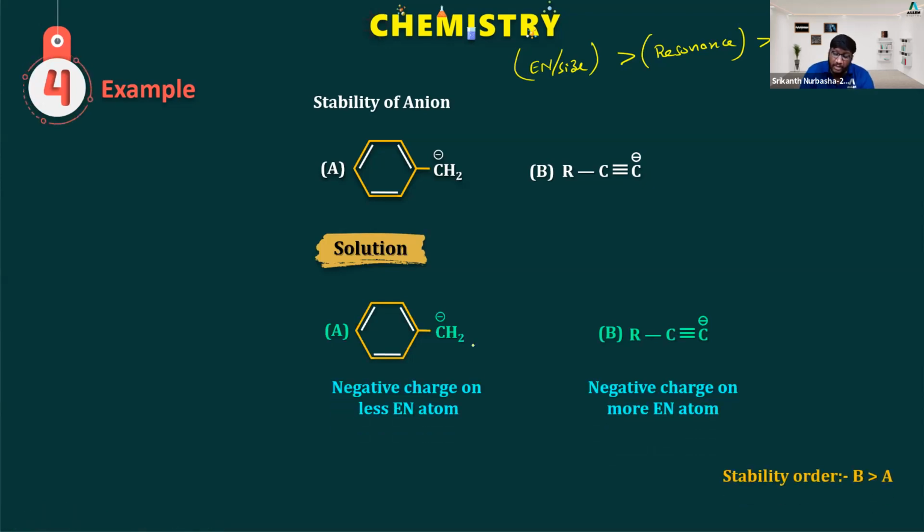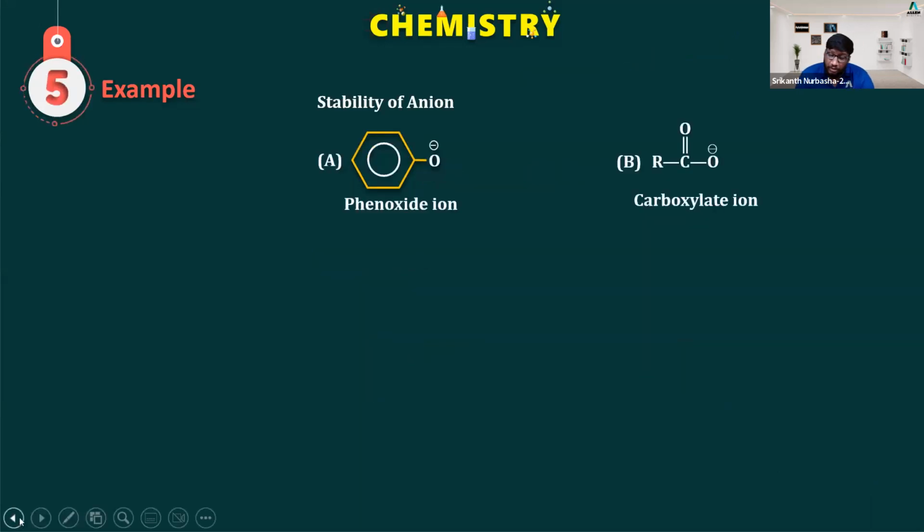So you should not compare the number of resonating structures and all. The number of resonating structures you have to compare only when the same type of carbon is having the negative charge, that is, the same hybridization carbon. If a difference in electronegativity is there, then the order of stability has to be decided based on the electronegativity difference. Phenoxide and carboxylate ion. This is a famous example. I think you all might be knowing this. Phenoxide ion and carboxylate ion.